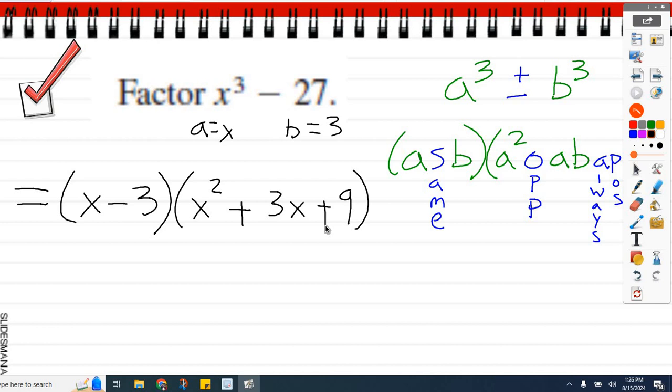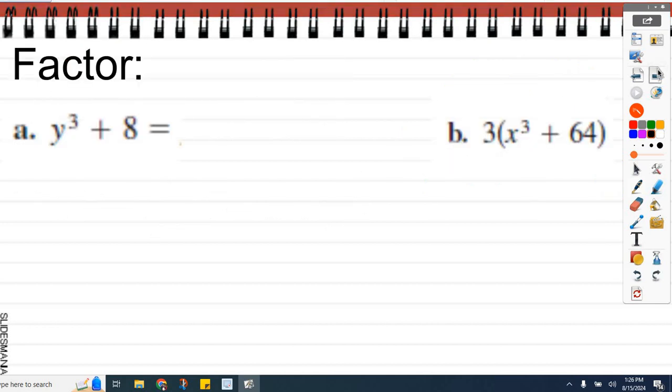And just so you know, anytime you use the cubic formula, this second trinomial will not factor. So don't waste time trying to figure out if this factors or not. The cubic formula, that trinomial is not going to factor. So this would be my answer. Are we okay with that one? Alright. Let's look at one more.